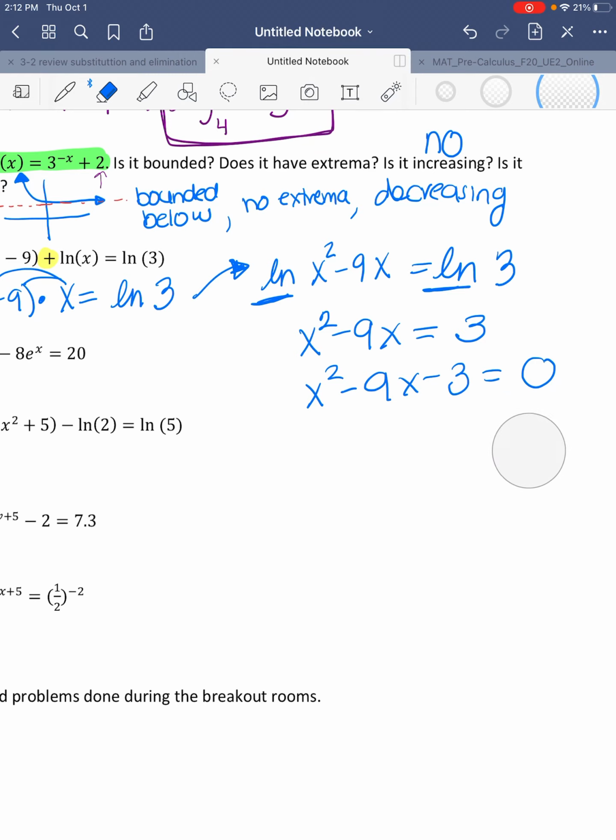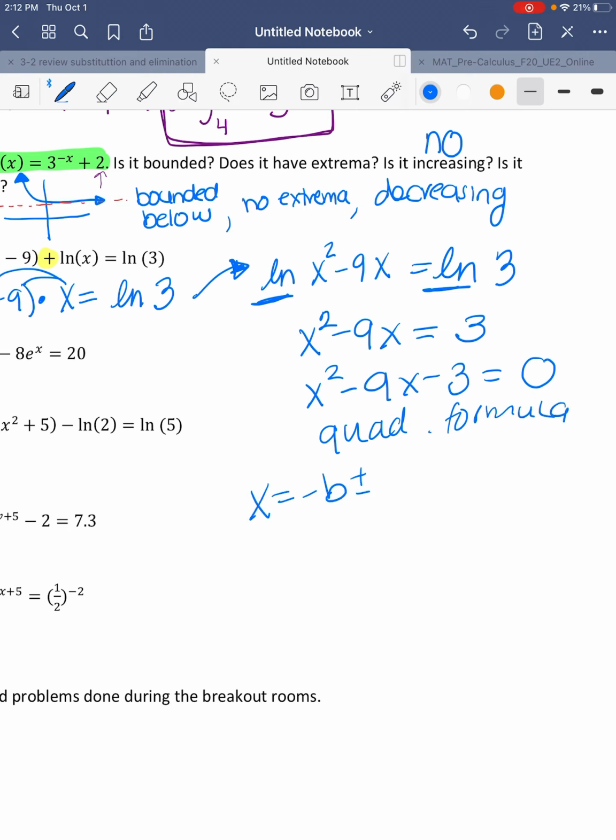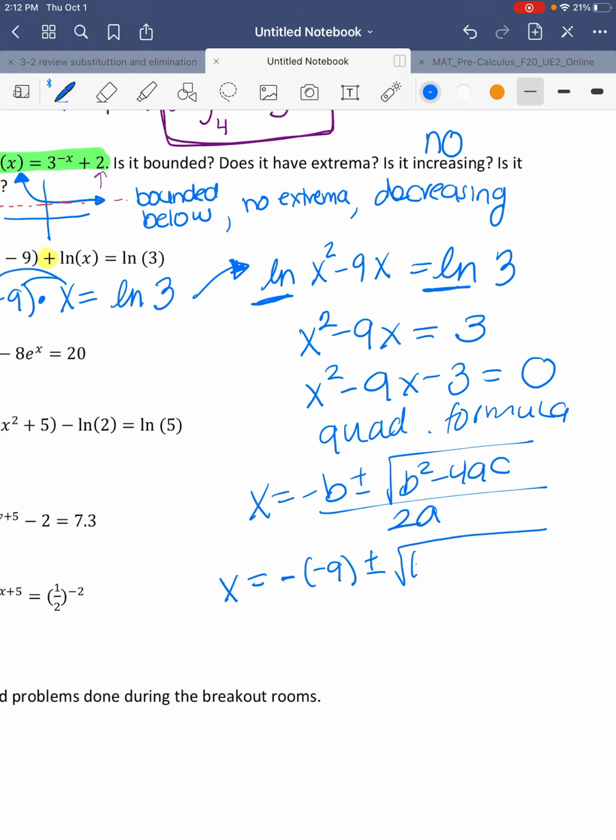We said in class that if you cannot find the numbers to factor it, you will use the quadratic formula, which is this one. You plug it in, so a, b, and c are 1, negative 9, and negative 3. So x equals... I think this one you can do. I'm just going to do the setup and then you can do it.